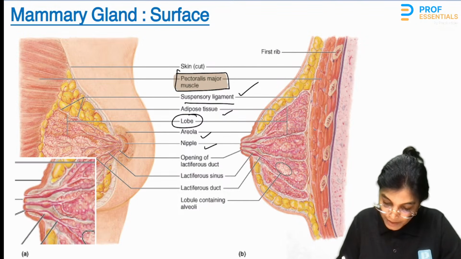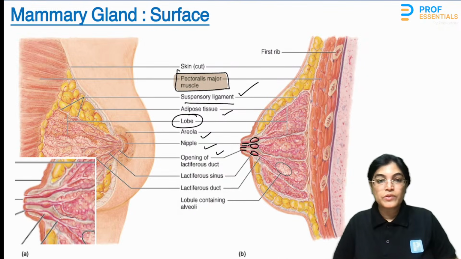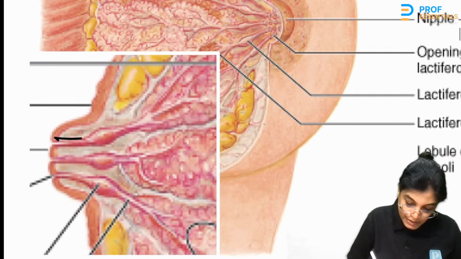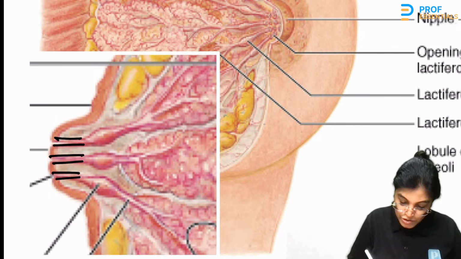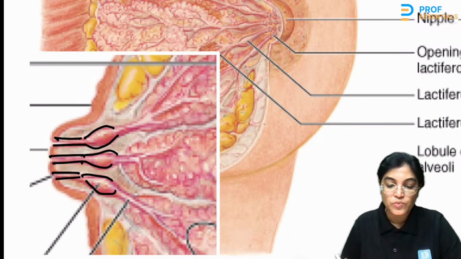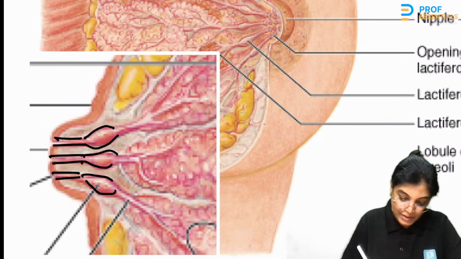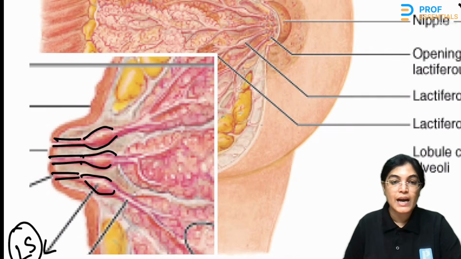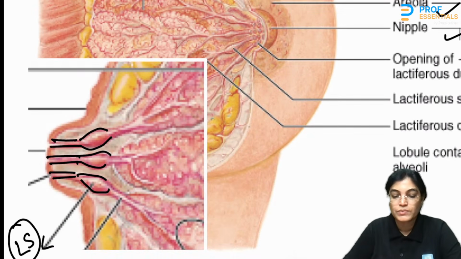Here you can see the openings of the duct. All these are the openings of the duct, and can you see here it is enlarged. The openings of ducts are enlarged. If you see nicely, you can have a look at the enlarged part. These are all ducts which are converging towards the nipple, and when they are going close to the termination, these are called lactiferous sinuses. LS means lactiferous sinuses. They are the reservoir of the milk.